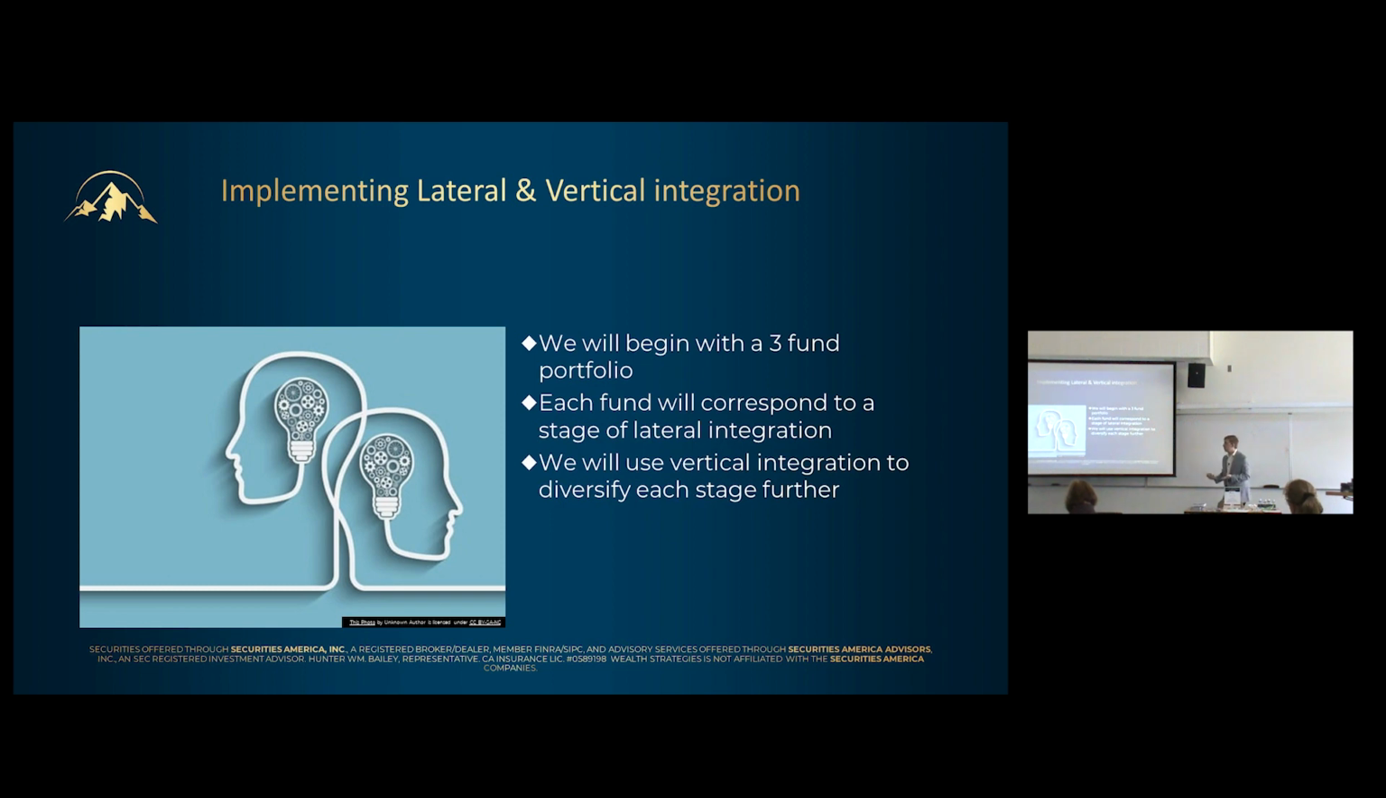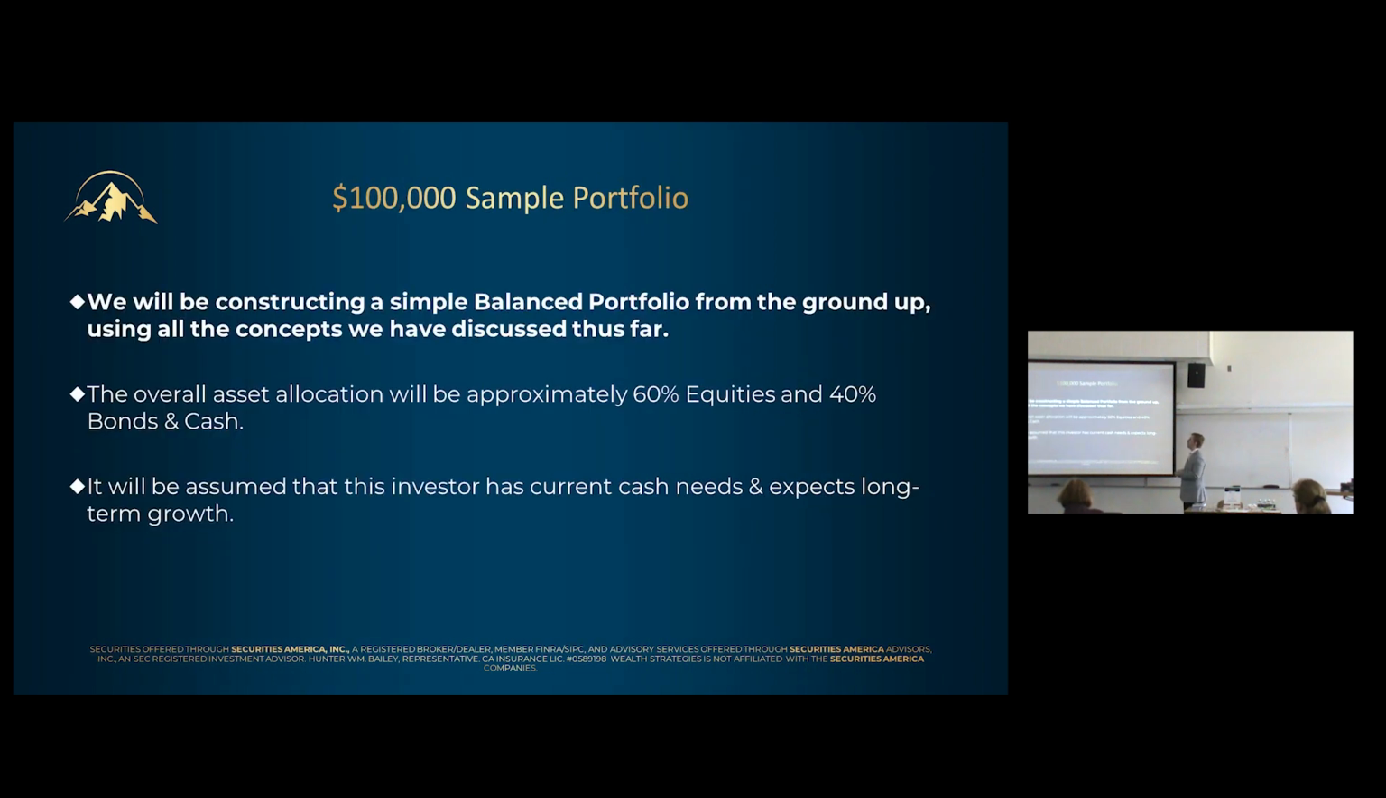Generally, we would recommend doing more than that. But again, this is just supposed to be that super simple example so you can see what the process looks like and how you're going to get to the portfolio you're looking for. So again, we'll be constructing a simple, balanced portfolio, kind of middle of the road, something you've heard of a lot, that standard 60-40 portfolio, which has historically been what everybody recommends for everybody all the time. And we'll be going from the ground up using all the concepts we've talked about so far.